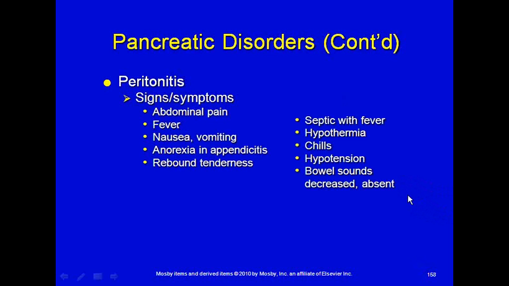Signs and symptoms of peritonitis: abdominal pain, fever, nausea, vomiting, loss of appetite, rebound tenderness. And again, I've kind of alluded to my dislike of rebound tenderness. However, if that's something your medical director would encourage you to do, then I guess you've got to do it.